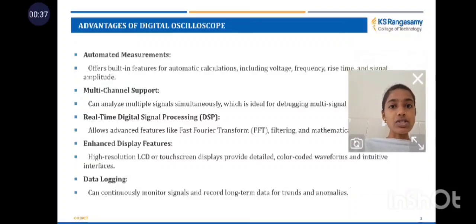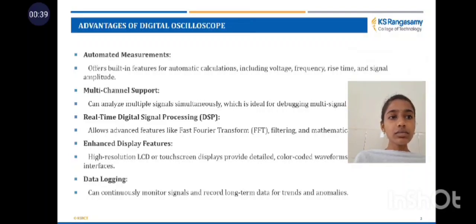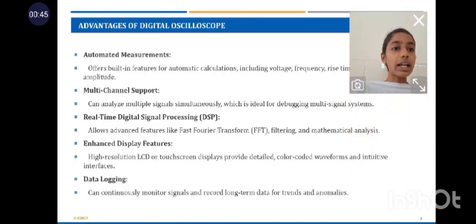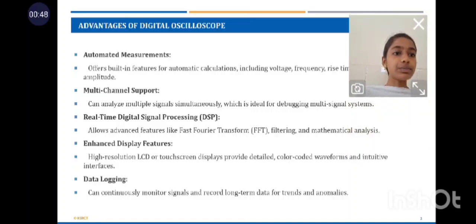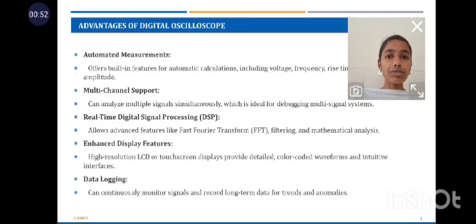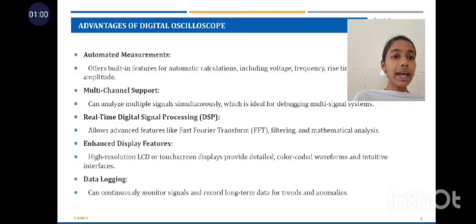Enhanced display features: high resolution LCD or touchscreen displays provide detailed color-coded waveforms and interactive interfaces. Data logging can continuously monitor signals and record long-term data for trends and events.